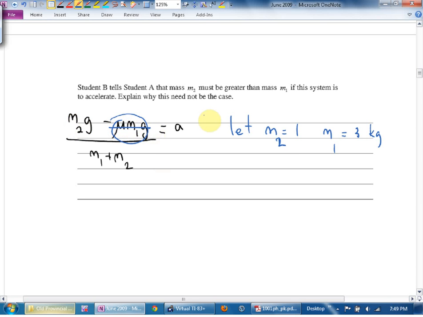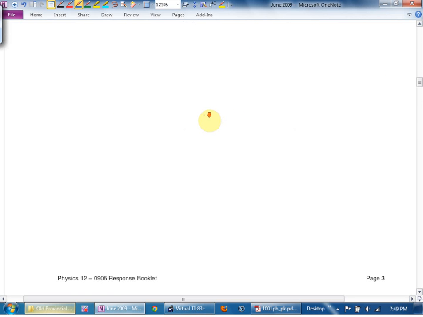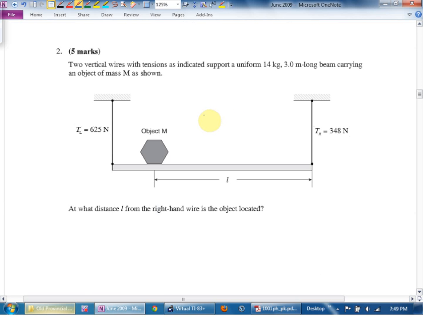Hey, really quickly, glance at this question. What topic is this? Pretty sure it's torque. You know how I can tell so easily? It's a beam. Now I'll actually read the question, but it is nice to be able to say, so I know where I am, when you glance at a question. So, two vertical wires with tensions indicated support a uniform 14 kilogram, 3 meter long beam containing a mystery object of mass M as shown. What distance L from the right-hand wire is the object located?